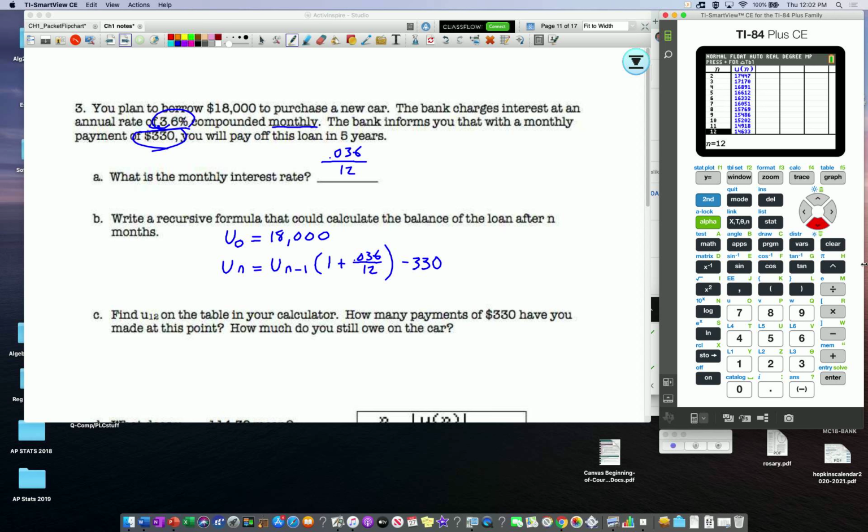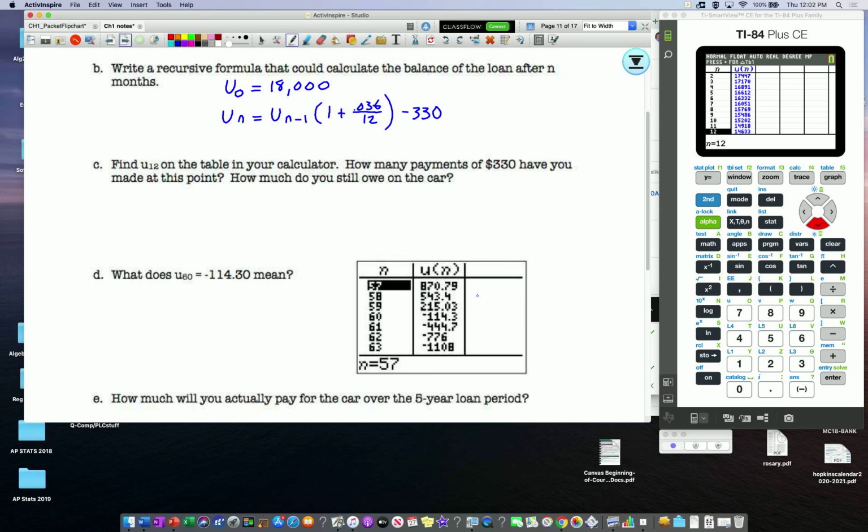Okay, so U sub 12 says that I still owe, I'm going to highlight it, $14,632.80 on the car. I know it says 33, but it's actually a little bit less than that. So it says how many payments? I have so far made 12 payments of $330, okay? And I still owe $14,000.